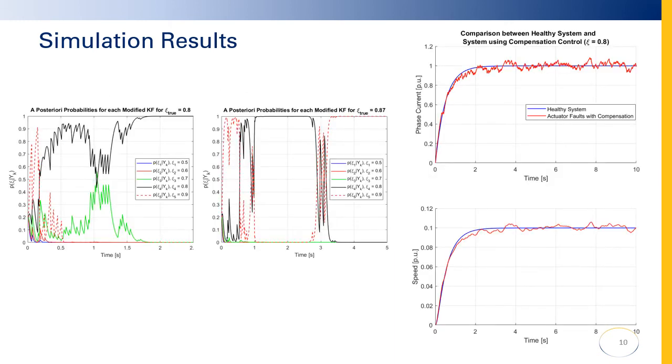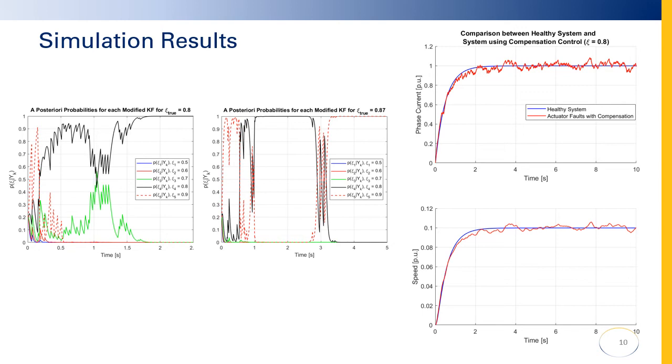Here we have some representative plots of the posterior probabilities for 2 different actuator success rates, ThA equals 0.8 and ThA equals 0.87. Note that when ThA equals 0.8, the posterior probability corresponding to the hypothesis that ThA equals 0.8 approaches 1, while all other posterior probabilities approach 0. This indicates that the MKF using MME correctly identifies the actuator success rate.